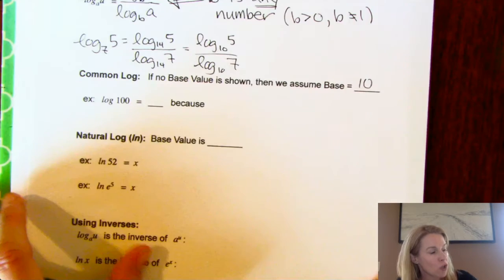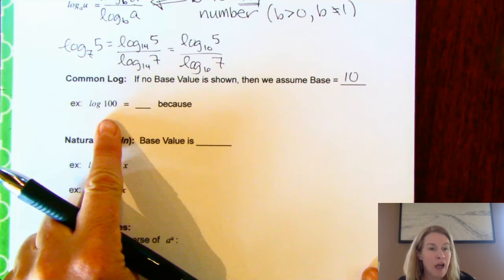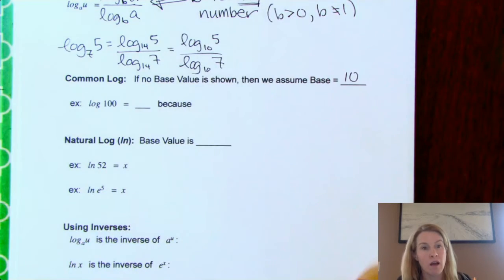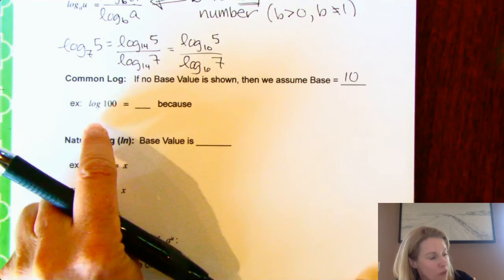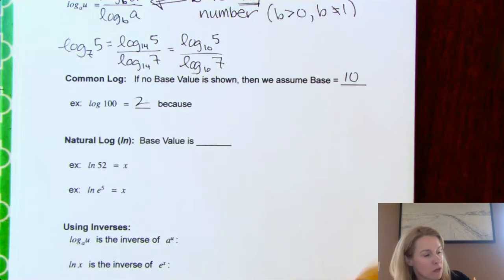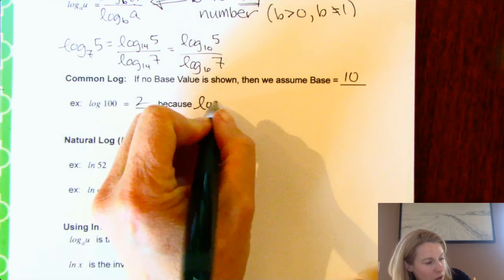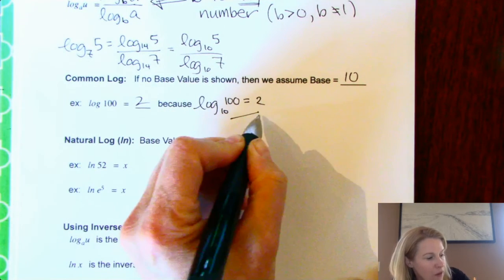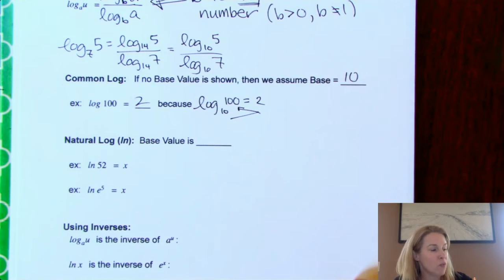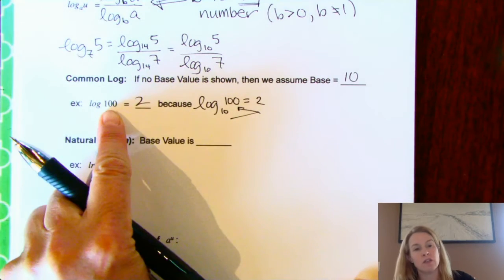So here, log 100, that implies log base 10 of 100. So 10 to what power gives me 100? 10 to the second power gives me 100. I'm just going to rewrite that here to remind us. Again, 10 to the second power gives us 100, and that's why log of 100 is 2.